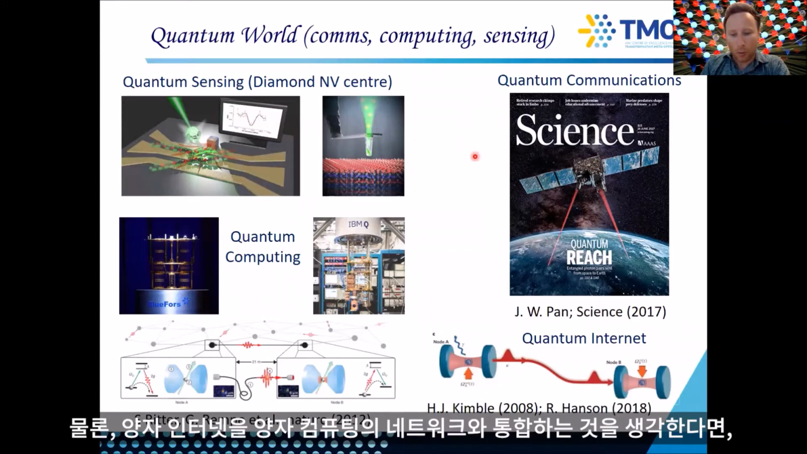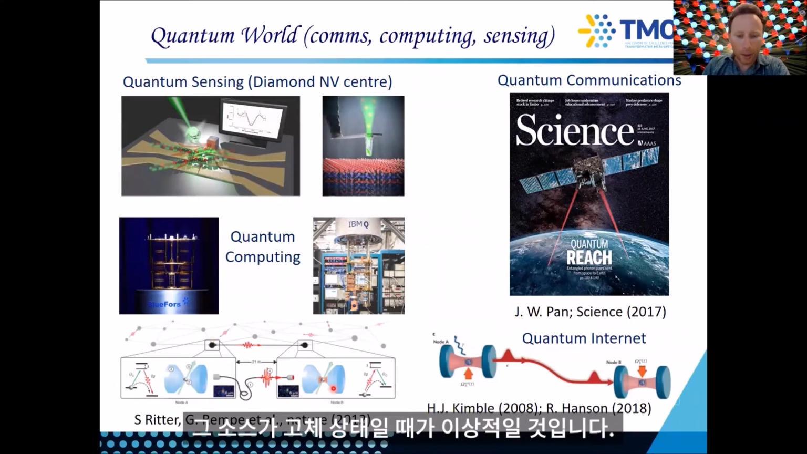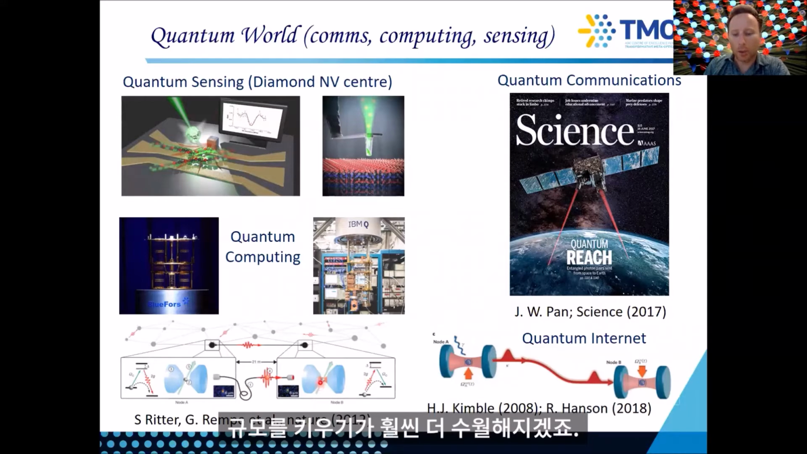So of course, if we want to think about the quantum internet and this integrated network for quantum computing, ideally we would like to have a source that is solid state. It will just be much easier to scale things up.